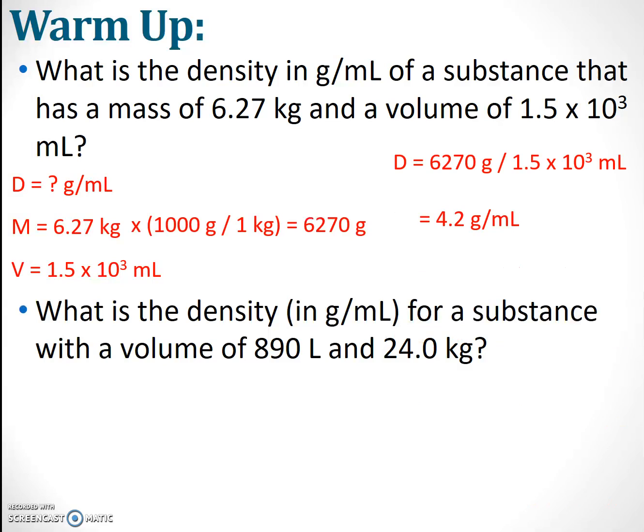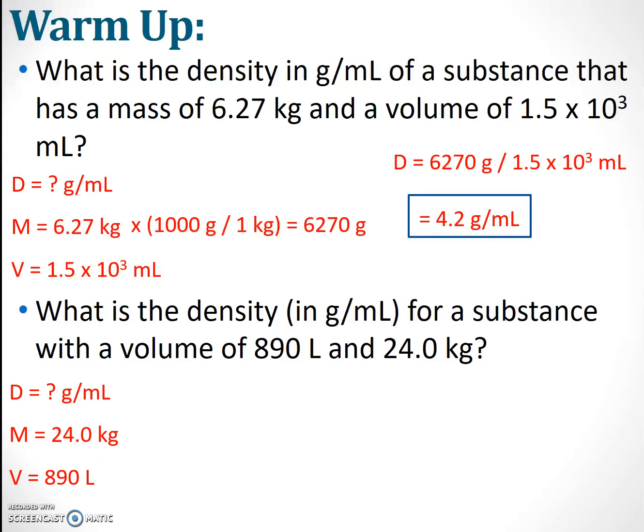So I have 6,270 grams divided by 1.5 times 10 to the third milliliters, and my final answer is going to be rounded to the lowest number of significant figures of my given, which is going to be 1.5. So my final answer is 4.2 grams per milliliter. If at any point you needed to back up, just realize that it's a video, so you can do that.